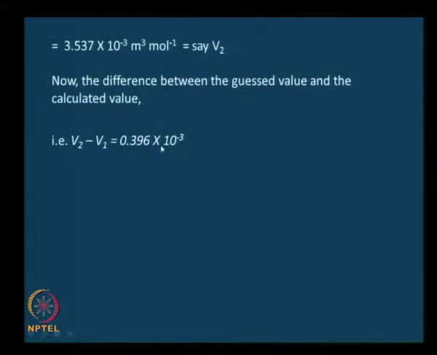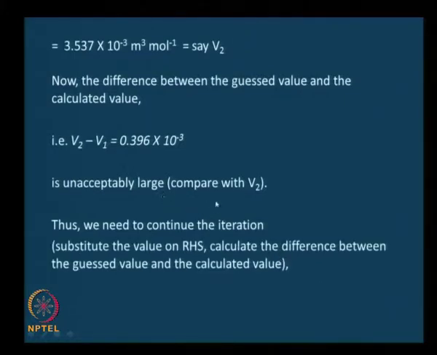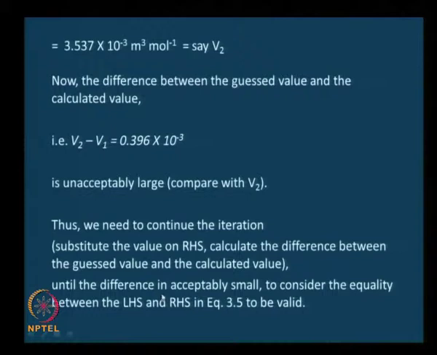This is 3.96 into 10 power minus 4, which is almost 11 to 12% of this value. That is not acceptable, that is very high. 11 to 12% is unacceptably large, and therefore, we need to continue the iteration. In other words, we substitute V2 into the RHS, calculate the value of the RHS, and then calculate the difference between the guessed value and the calculated value till the difference is acceptably small.